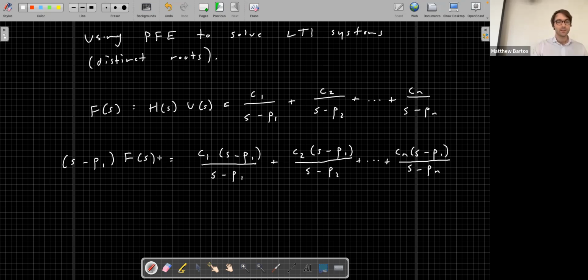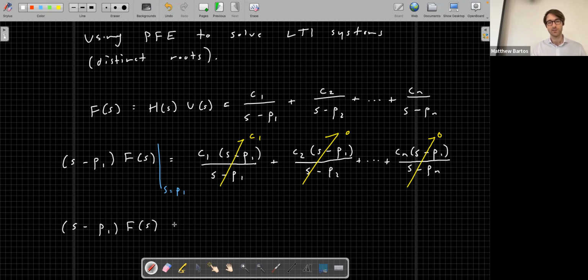Okay, and we can take this expression and evaluate it at s equal to p1. When we do that, all of these terms will go to 0. So this is a review of what we talked about at the end of class last time. And this part here will also cancel out, and we will get that this term is equal to C1. So we have that s minus p1 times our rational polynomial in s, f of s, evaluated at s equal to p1, is equal to C1.